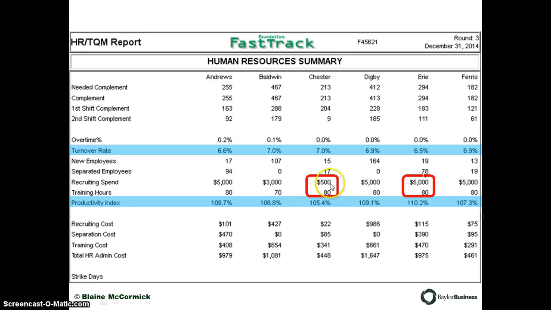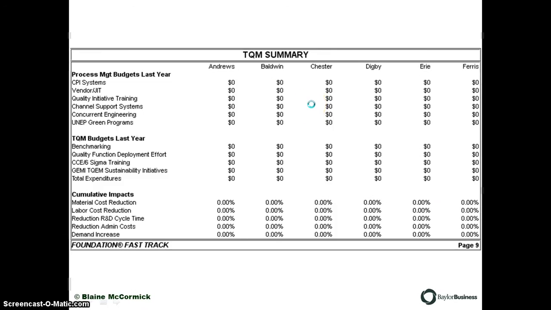These are some of your HR decisions here, and these are your HR outcomes. One other HR decision you have is your workforce complement here. This really matters on your recap score. If you want to reduce the number of employees that you use, you get higher sales and productivity per employee. That's up to you if you want to do that. But most people match their complement to the needed complement there in HR and TQM. This is round 3. The bottom of page 9 is the TQM report. For round 3, TQM isn't on yet, so nobody's spending any money and there's no cumulative impacts there.